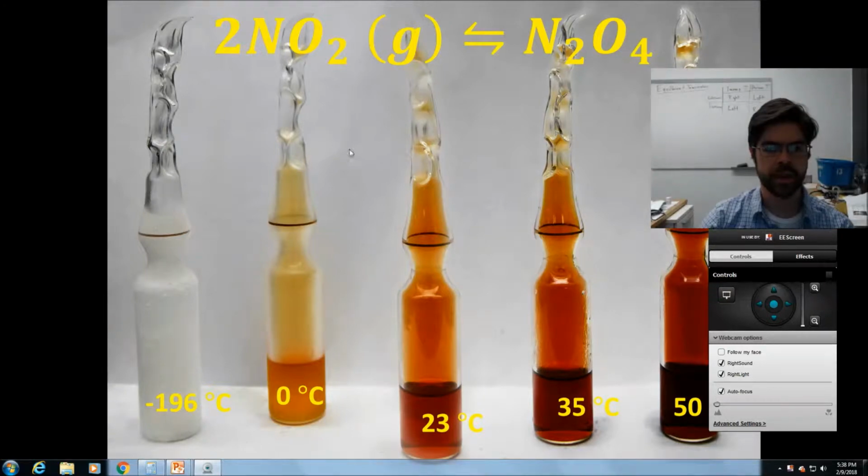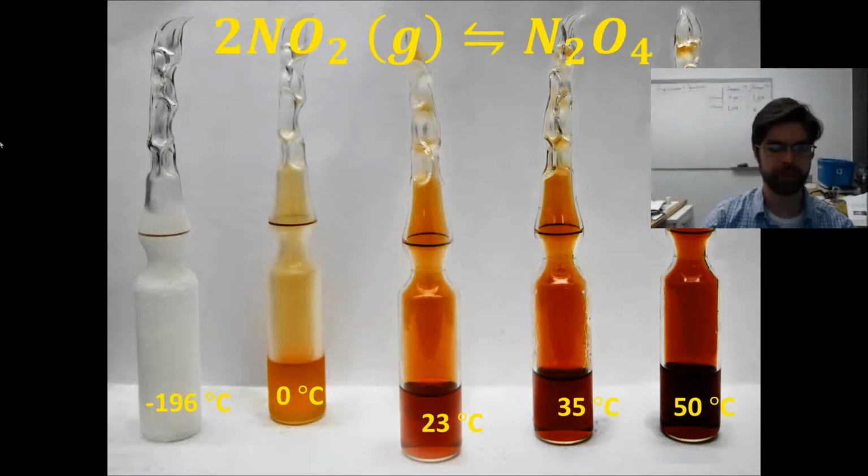Okay, so this is an example of one of my favorite equilibrium reactions, which is a reaction of nitrogen dioxide. Two nitrogen dioxides combine to make dinitrogen tetroxide. Nitrogen dioxide is actually this ugly brown gas. So this is nitrogen dioxide, and there's a solution of it as well down here. N2O4, on the other hand, is a colorless gas.